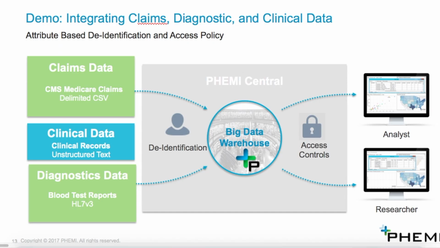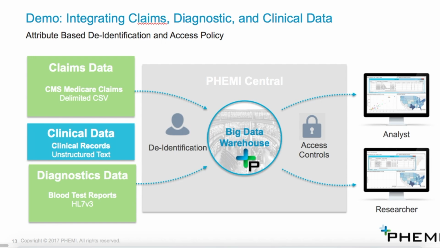The demonstration is going to focus on the following scenario. We're going to have three different sources of data we'll be bringing into the system. This consists of some claims data, which is taken from the CMS Medicare claims dataset that was released a few years ago. This is going to be representative of structured data in the form of a delimited CSV file that's coming in from an external database, for instance.